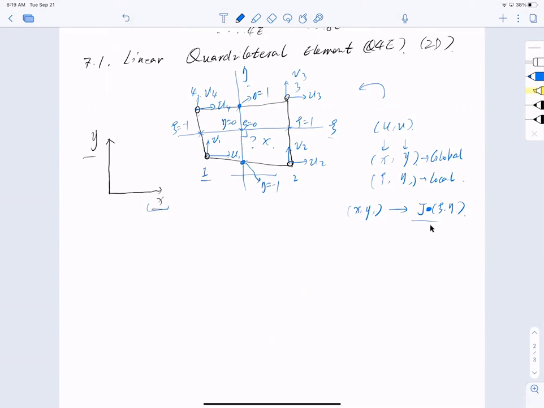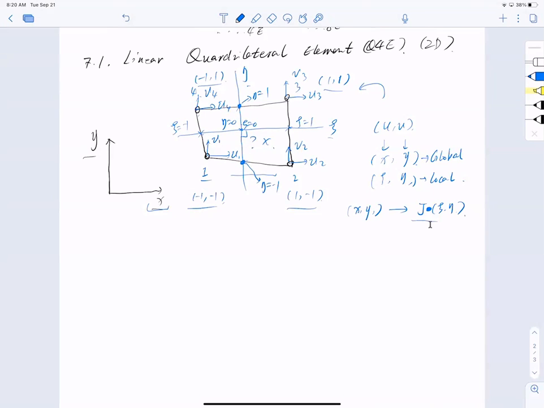So node number 1 is what? -1, -1. Number 2 is what? +1, -1. Number 3 is what? +1, +1. Number 4 is what? -1, +1. Okay, and be careful. These quadrants are different from the regular Cartesian system. And this is for a reason. We'll talk about this later.